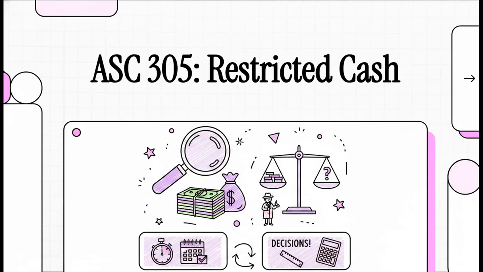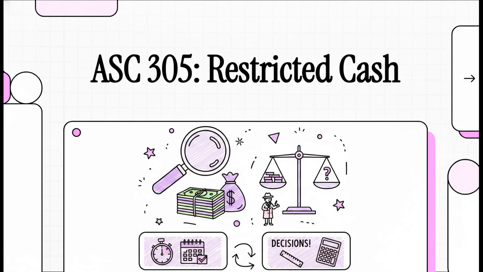All right, let's jump right into this. Welcome back to our explainer on ASC 305, where today we are zeroing in on restricted cash, recognition, and measurement. Now, if you want to ensure the absolute accuracy of your balance sheet, you really have to look at cash as more than just a single static number. Think of yourself as an active investigator at every single reporting date.